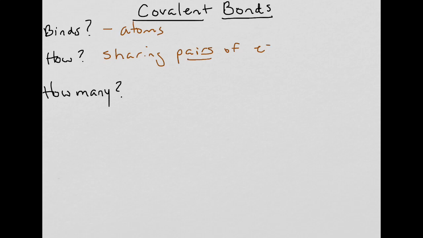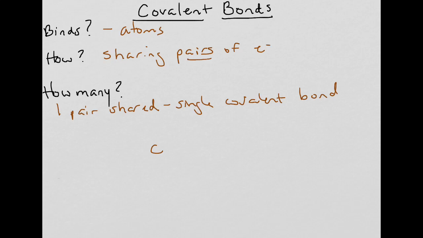How many bonds can we make? How many pairs can we share? Well, we are interested in sharing up to 3 pairs. So if 1 pair is shared, then you're looking at what we call the single covalent bond. Okay, and some examples.